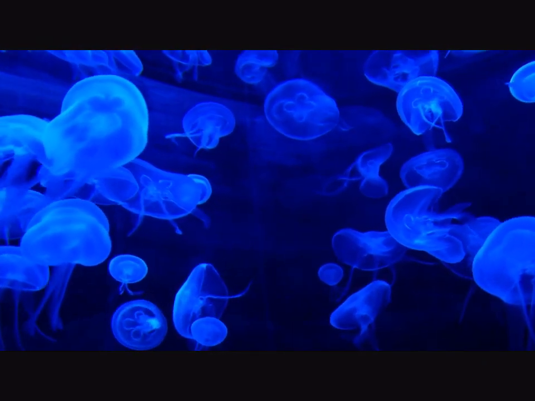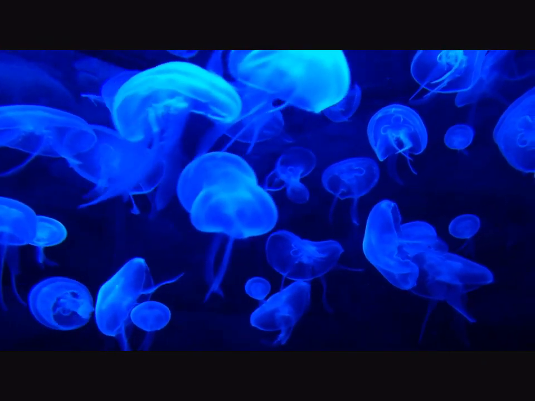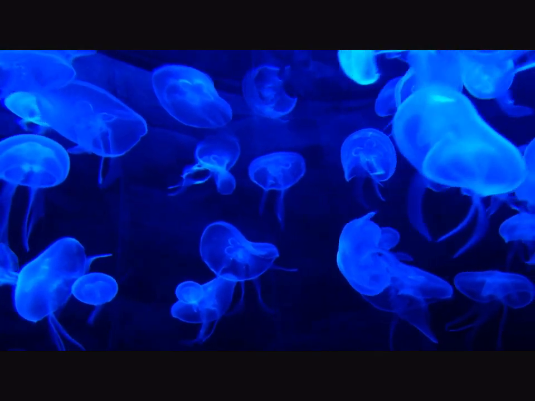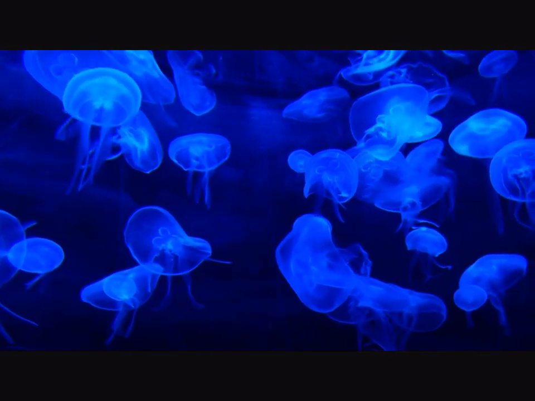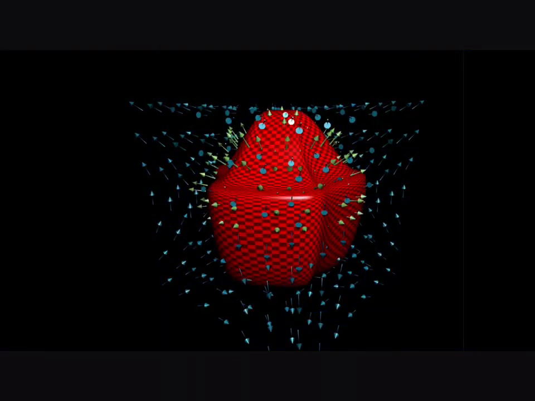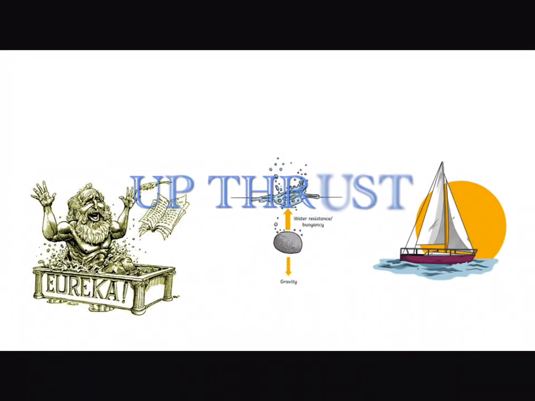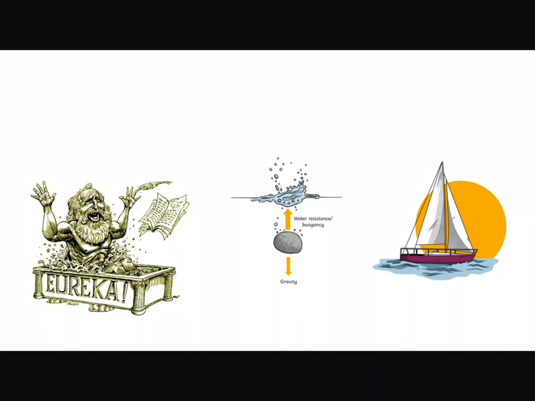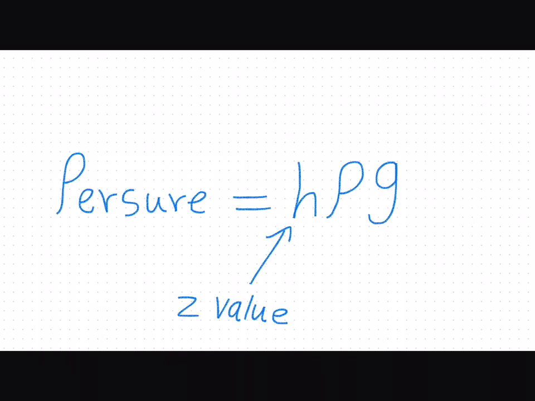First up, we know that there's a pressure created inside of the medium due to the force of gravity. This pressure is going to act on the surface of our object and create a net force, and this net force is what we call upthrust. We know that the pressure due to gravity is equal to h rho g, where h is the depth, rho is the density of the liquid, and g is our good old gravitational acceleration.